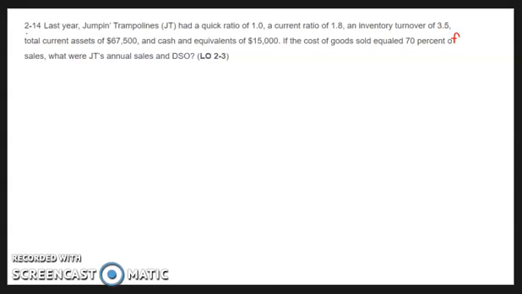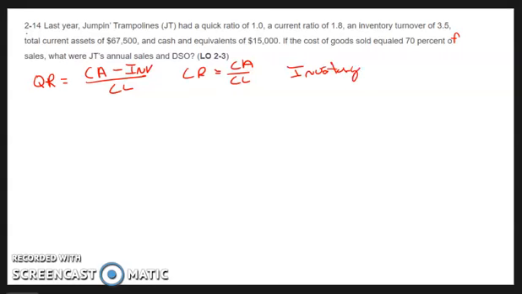All right. So the quick ratio is current assets minus inventory divided by current liabilities. The current ratio is current assets divided by current liabilities. Inventory turnover is cost of goods sold divided by inventory.